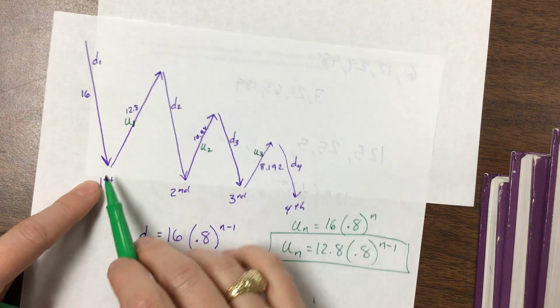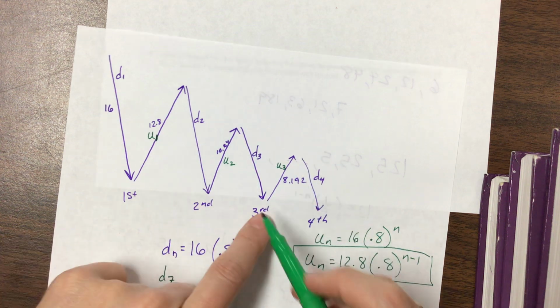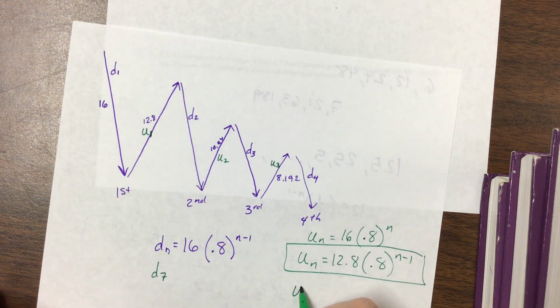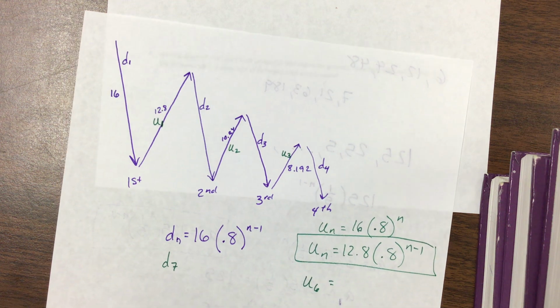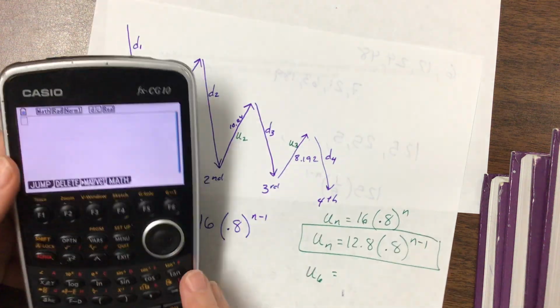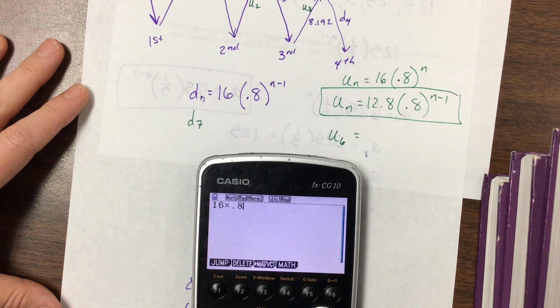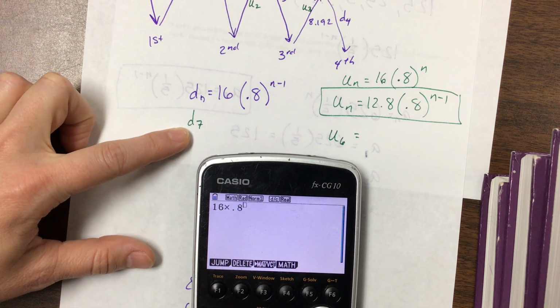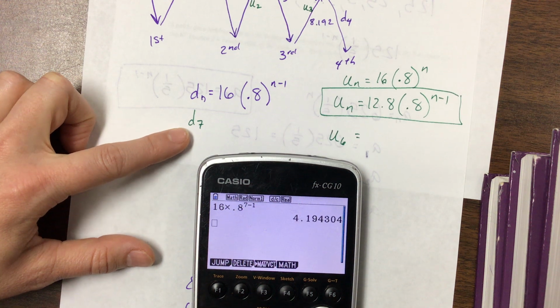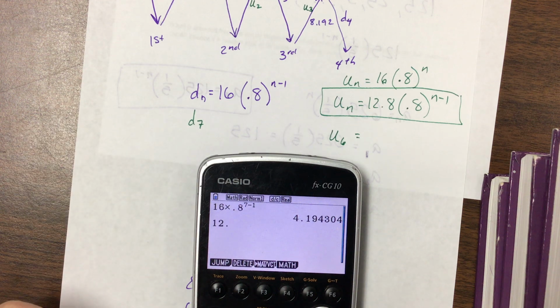U sub 1 was how high it went after the first bounce. U sub 2 is how high it went after the second bounce. U sub 3 is how high after the third bounce. So U sub 6 is how high it goes after the sixth bounce, and that's what we're looking for. So you can either say 16 times 0.8 raised to the, we said we wanted D7, to the 7 minus 1, which means it's going to go up about 4 feet after that sixth bounce. Or we can use this formula and say that we're looking for the sixth term.